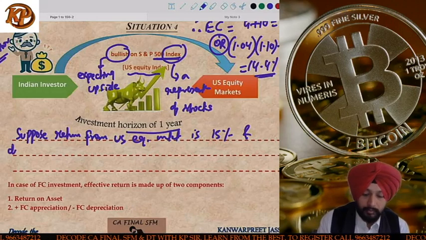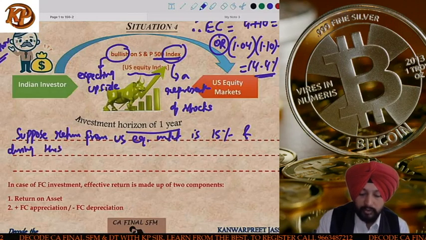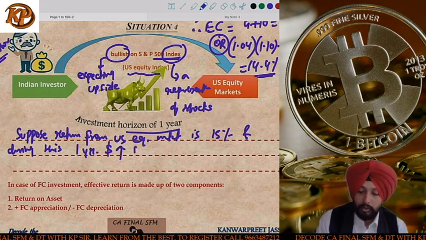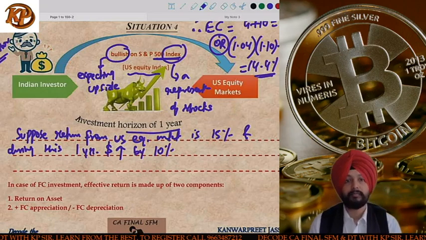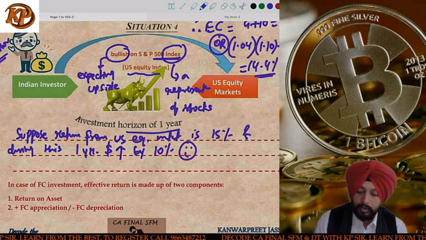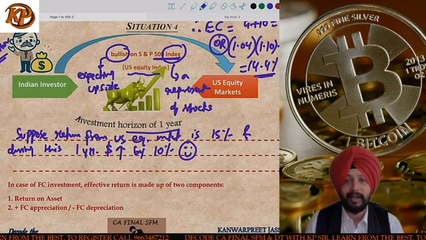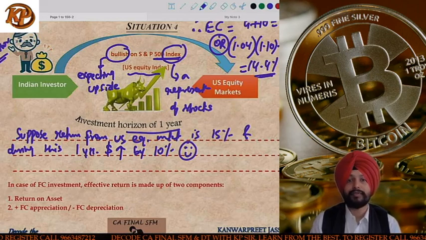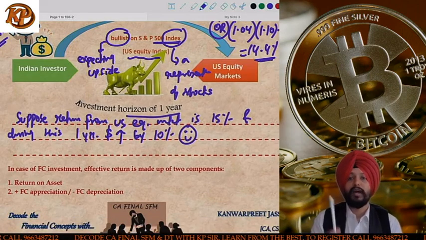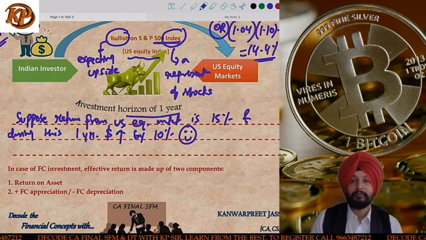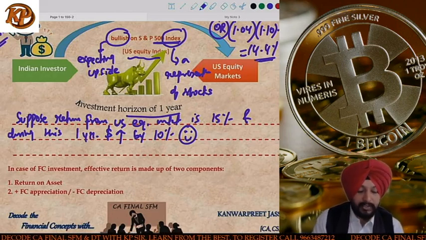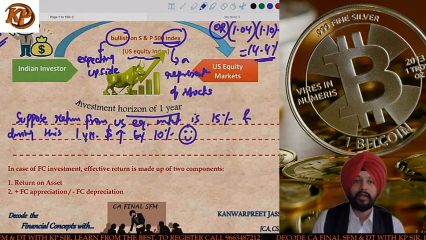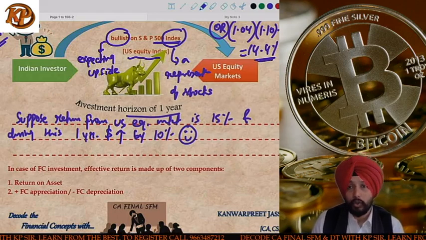and during this 1 year, dollar appreciated by 10%. If dollar appreciated, guys, is that a good news or a bad news for us? That is obviously a good news for us, because when we are foreign currency investors, we have dollars receivable, then receivable is an asset for us, and obviously we will benefit if the asset is going up. So dollar going up by 10% is actually a good news for us.